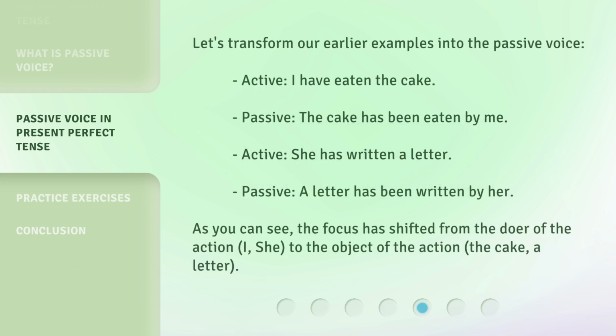Let's transform our earlier examples into the passive voice. Active: I have eaten the cake. Passive: the cake has been eaten by me. Active: she has written a letter. Passive: a letter has been written by her. As you can see, the focus has shifted from the doer of the action, I, she, to the object of the action, the cake, a letter.